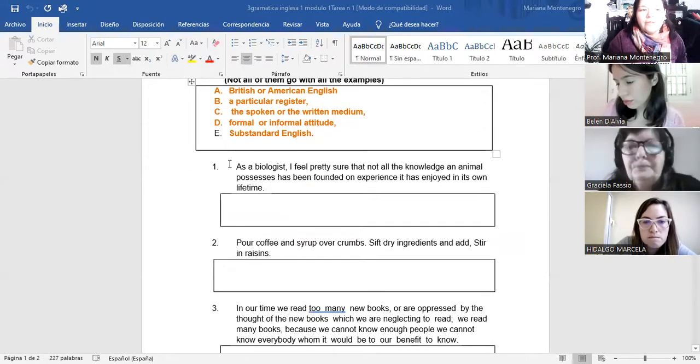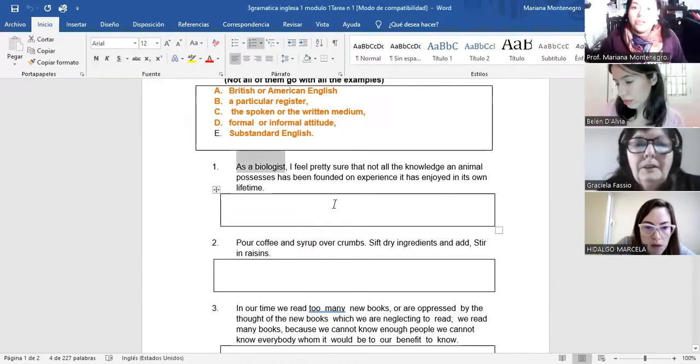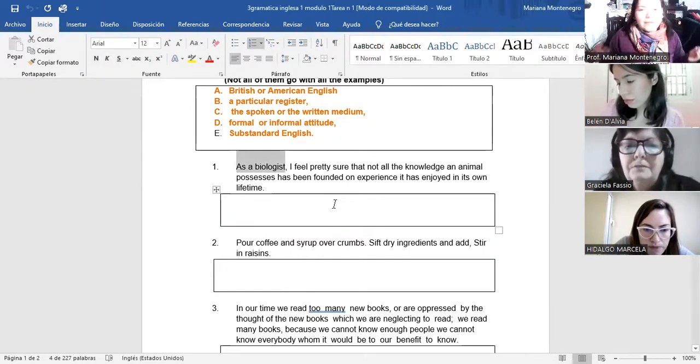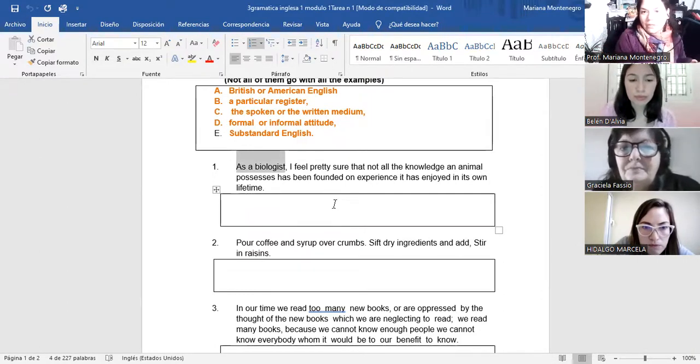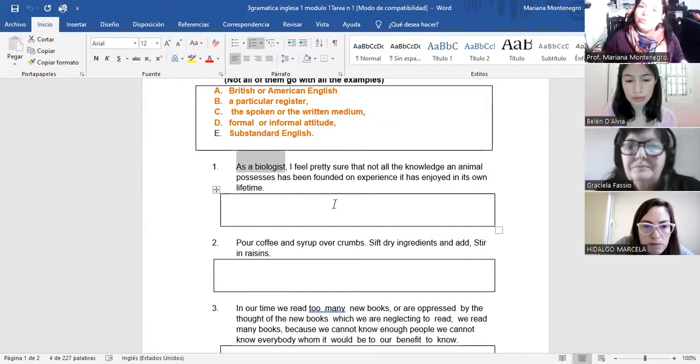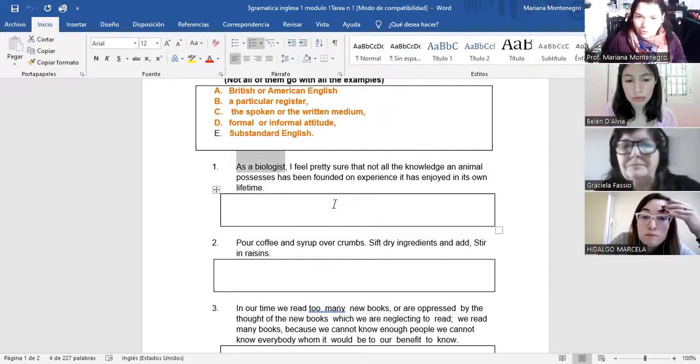For instance, number one says as a biologist, so you know that it is a specific register, because he is saying that he is a biologist. The person who is writing that is a biologist. So perhaps he will use words related to that field, to biology.